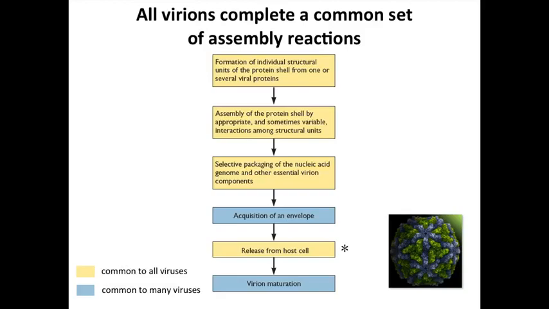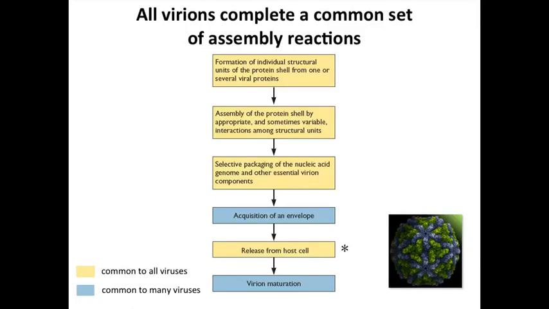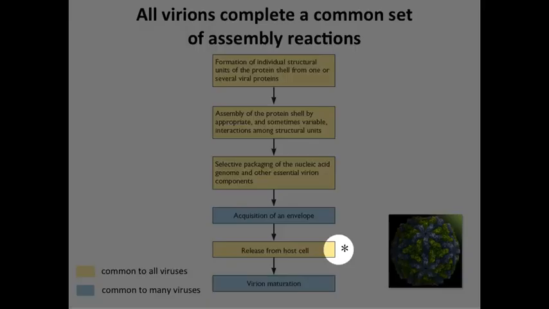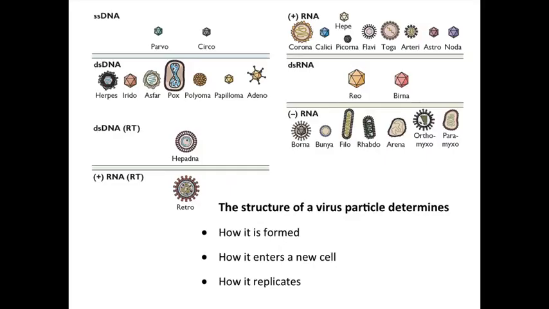In some cases, the virus particles get an envelope. That's the blue one here. It's blue because not all viruses are enveloped, of course. And then you have to be released from the host cell. Now, sometimes release occurs before maturation or is concomitant with it. Sometimes maturation occurs first and then the virions are released from the host cell. So these steps can vary in their order, but they're all steps that viruses have to undergo.